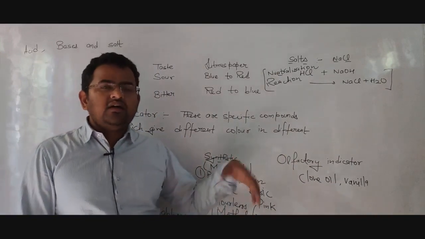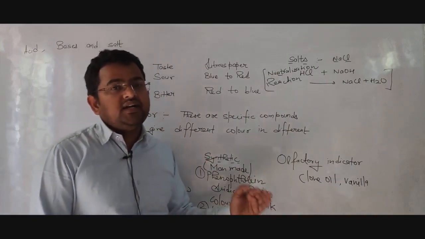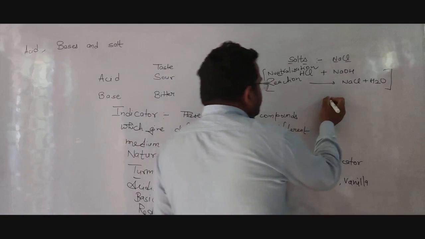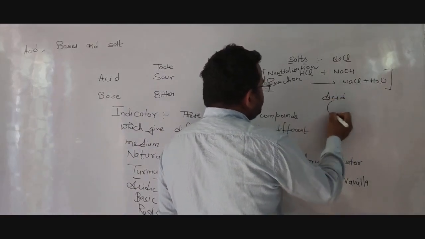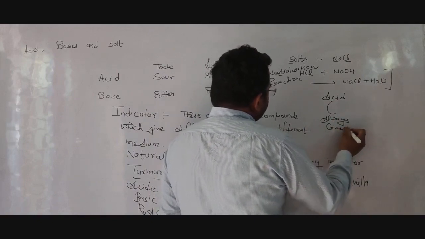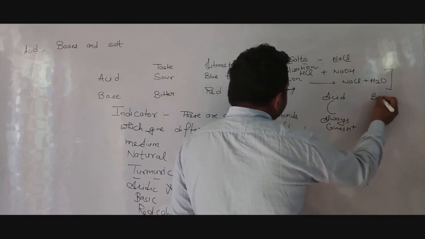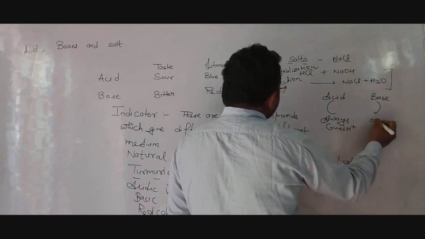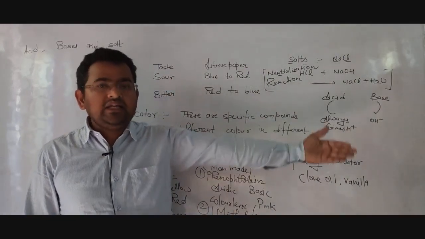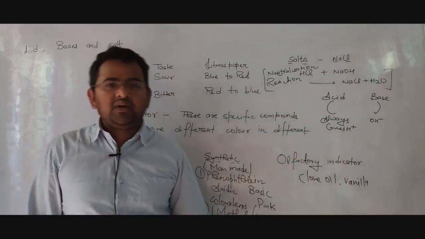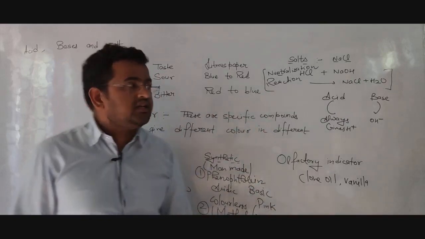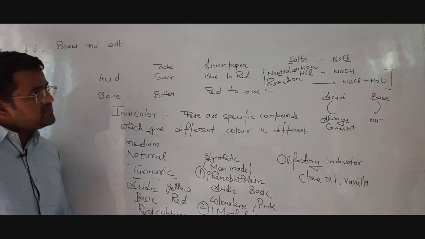Apart from this, different acid-base concepts are given. So what is an acid? An acid always gives H ion, and a base gives OH ion. So this is about acids and bases. Apart from this, there are a few acids which do not give H ion, and a few bases which do not have OH ion. For that we will talk about different concepts that we will see later. So now this is all about acids and bases.